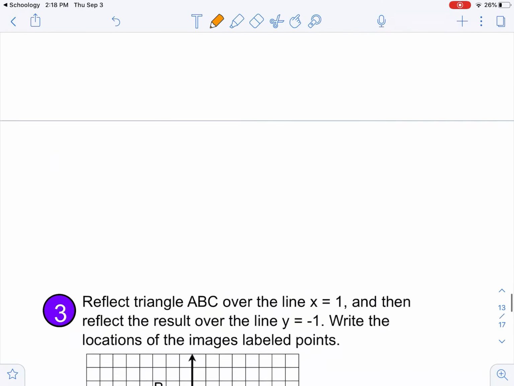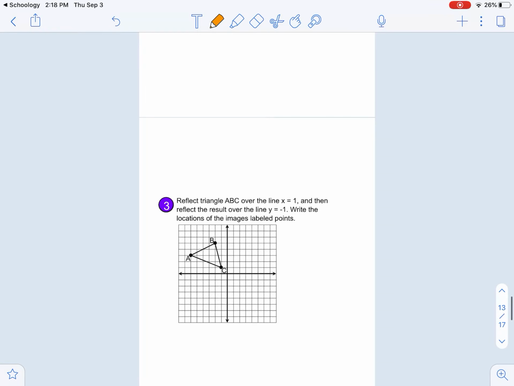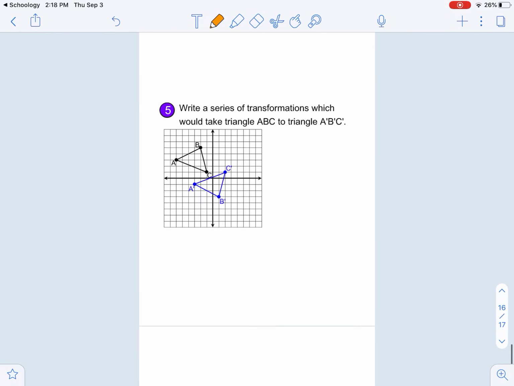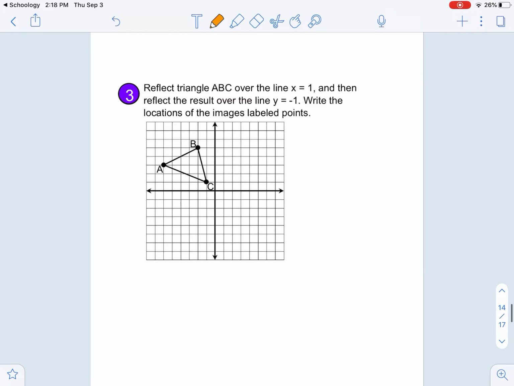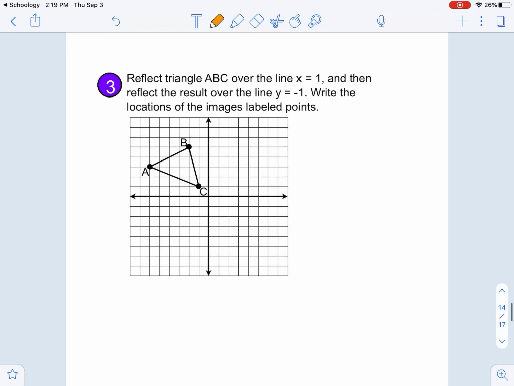Okay, let's move on to the next one. So this next one here, we have 3 left. This next one here, reflect triangle ABC over the line x equals 1, then reflect that result over the line y equals -1. Write the location of the image labeled points. All right, x equals 1. X, like vux, so vertical at x equals 1.